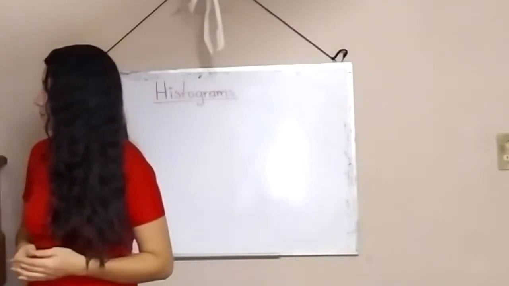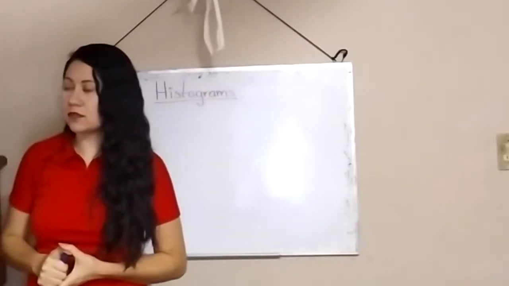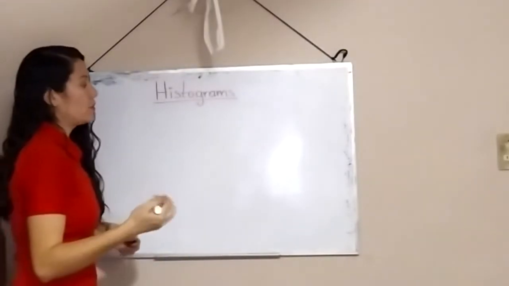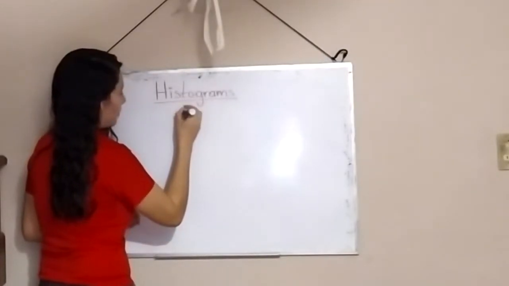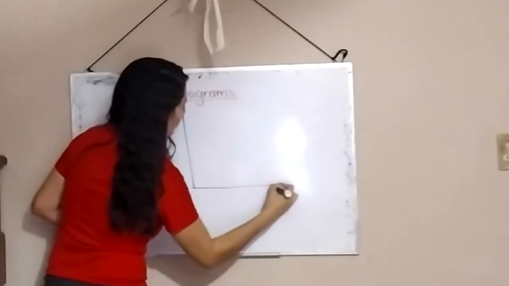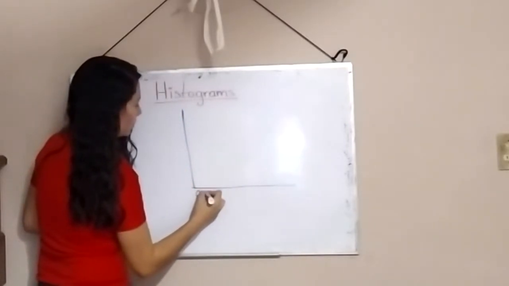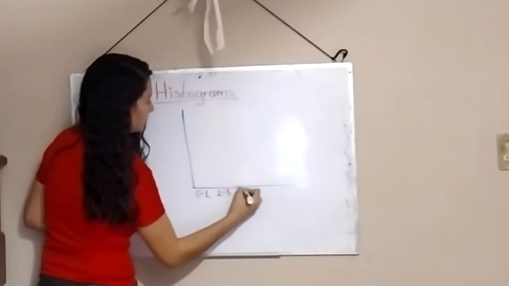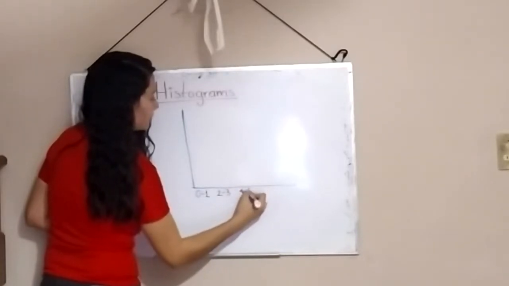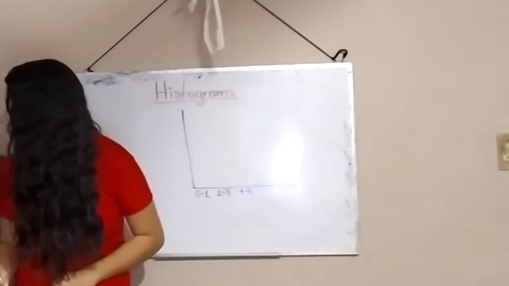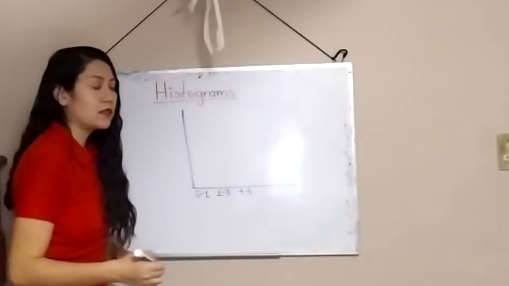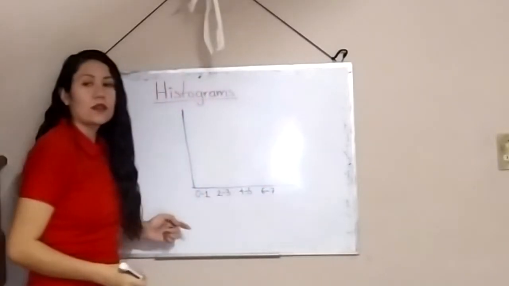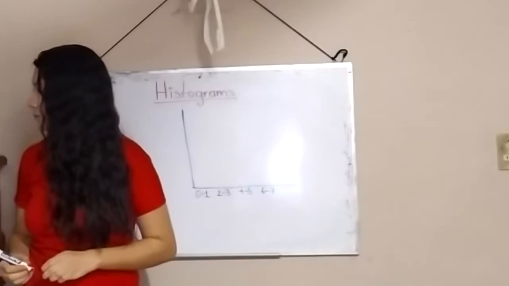Number 2, determine the intervals. Since our data starts at 0, our intervals are going to be 0 to 1, 2 to 3, 4 to 5, and we are going to go up until 7, 6 to 7. Those would be our intervals.